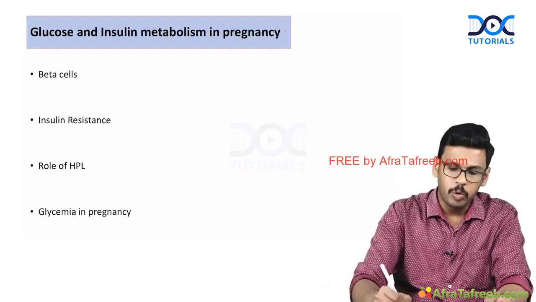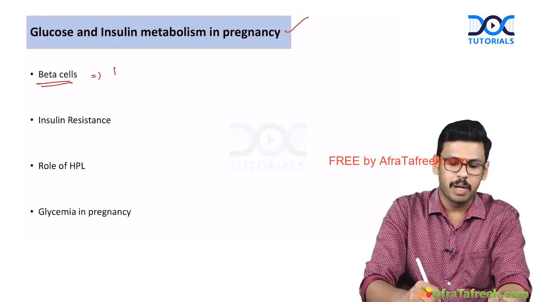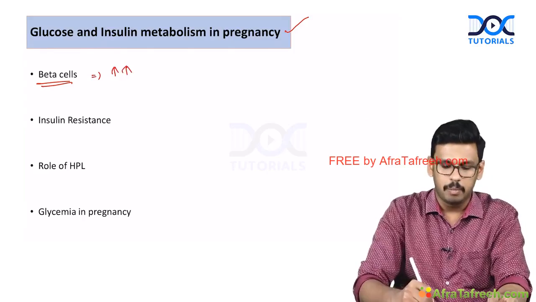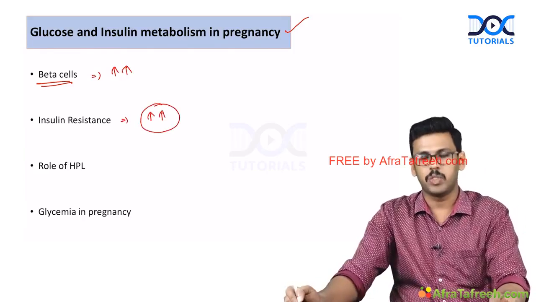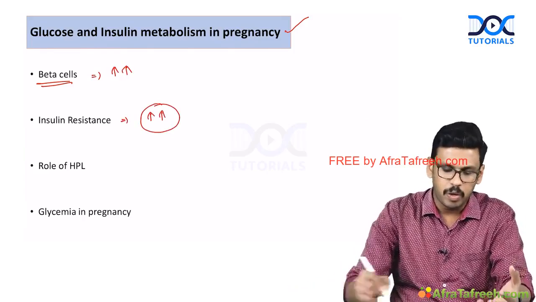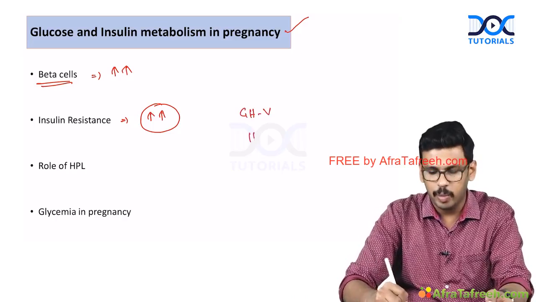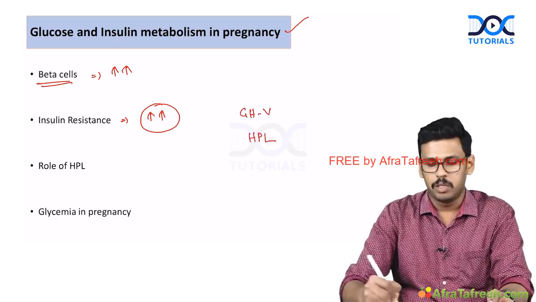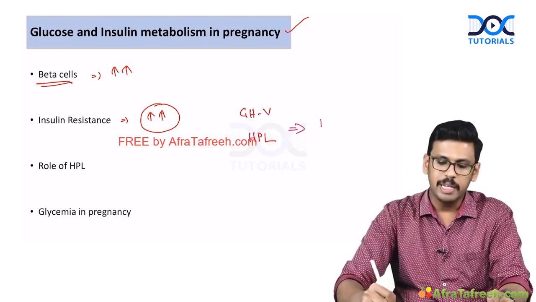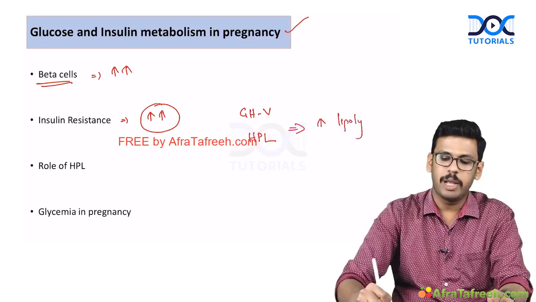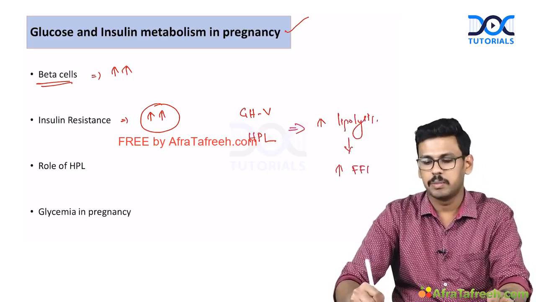Now, what about the glucose and insulin metabolism during pregnancy? There is an increase in the beta cell mass. The beta cell number increases, but consequently the insulin resistance also increases. Why is it so? Because of the increased levels of growth hormone variant from the placenta as well as the human placental lactogen. So, this human placental lactogen causes increased lipolysis from the maternal adipose tissue. Therefore, there are increased free fatty acids.